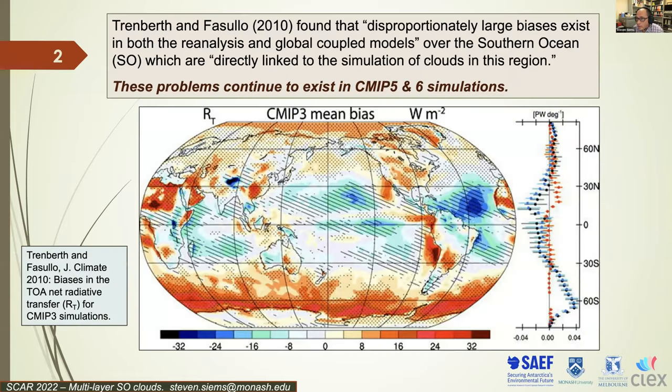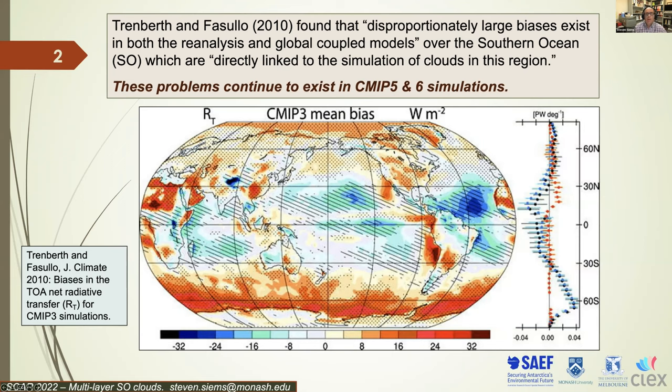An image that's probably familiar to a lot of us in the climate world is this bias in the radiative forcing over the high latitudes of the Southern Ocean. This is by Kevin Trenberth and Fasullo in 2010, and you can see when you get down to 60 degrees south, we're getting a bias of 25, 30 watts per meter squared, and that's not matched in the Northern Hemisphere. And the question is, what's unique about the high latitudes of the Southern Ocean? We'd like to understand where this bias is coming from.